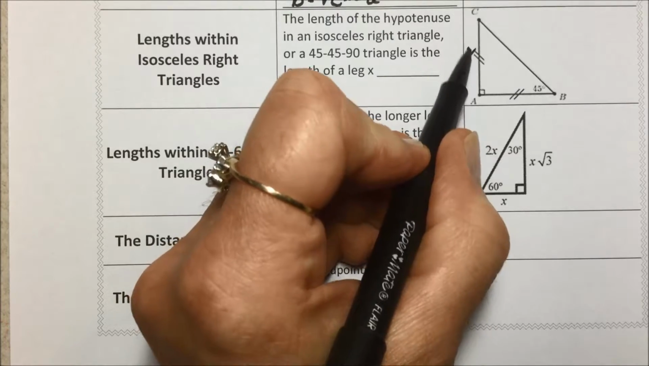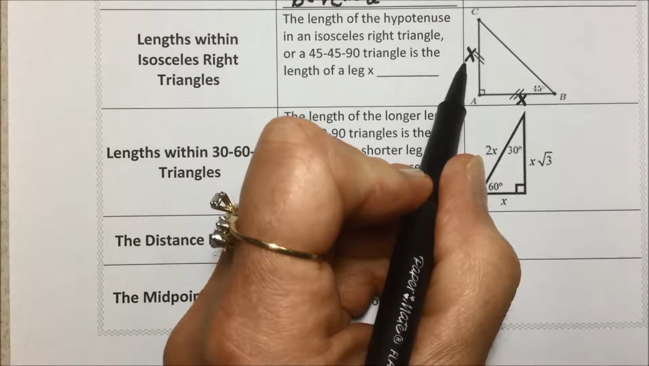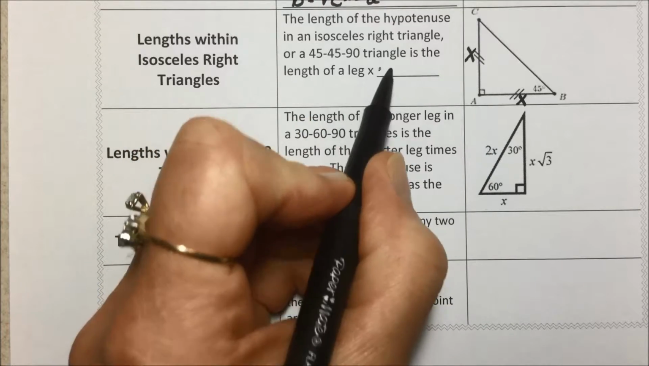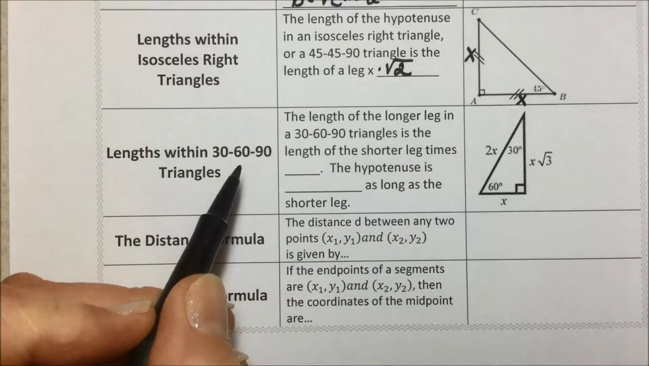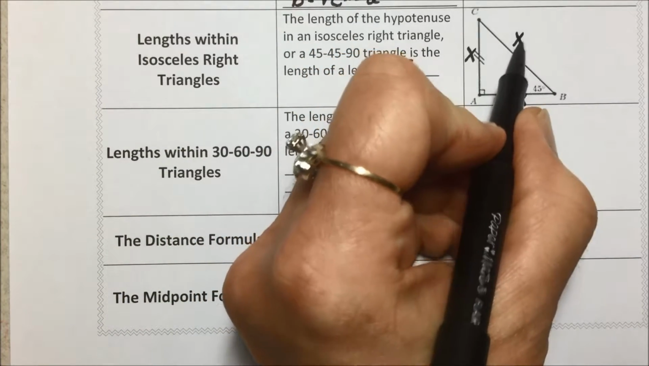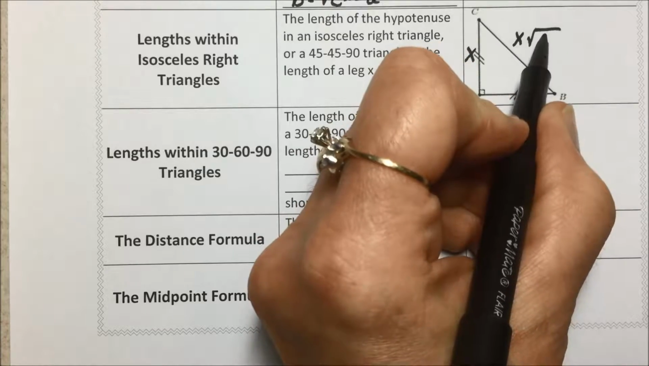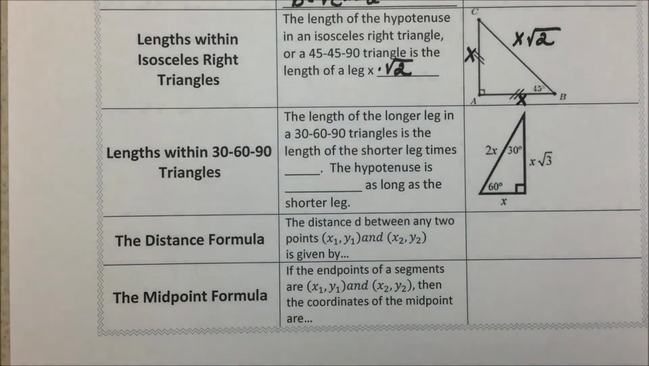x here, each one of these is x because it's isosceles, times the square root of 2. And this is derived from the Pythagorean theorem. So the length of the hypotenuse of an isosceles right triangle is x times the square root of 2.